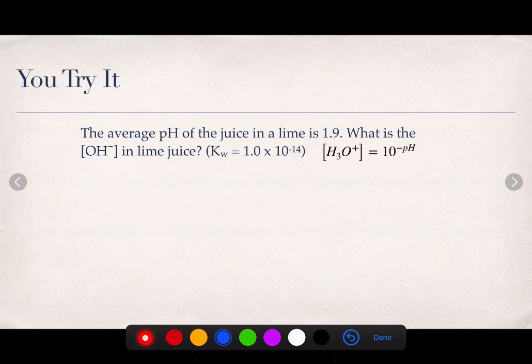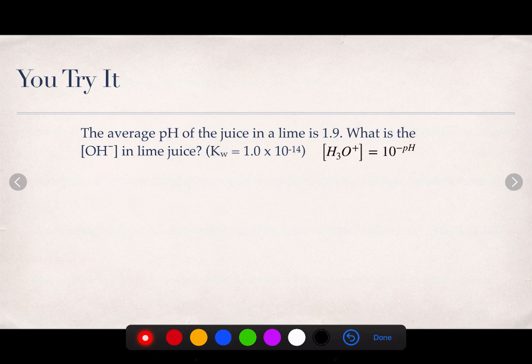So here's a problem where things go a little bit backwards. Rather than being given a concentration and finding a pH, we were given a pH and asked to find a concentration. Now this isn't all that unusual, because in reality we measure pH with pH meters, and then from that we need to calculate concentrations, and that's pretty much what we're doing here.